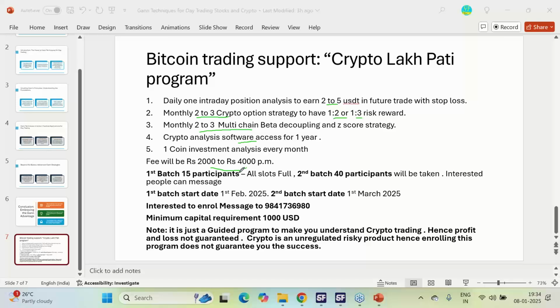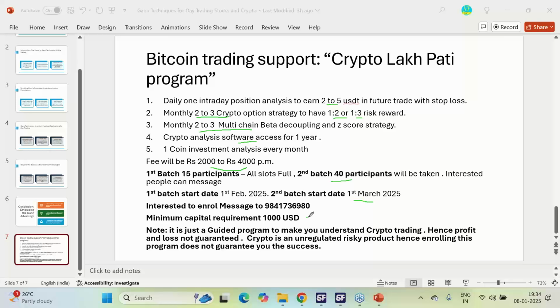The first batch of 15 participants is already booked, because those who had given their interest in that program have already booked it. So for the first batch there are no slots. If any dropout happens, then we can accommodate, but a dropout is very unlikely. You can aim for the second batch if you have the interest. The second batch will start on 1st March.